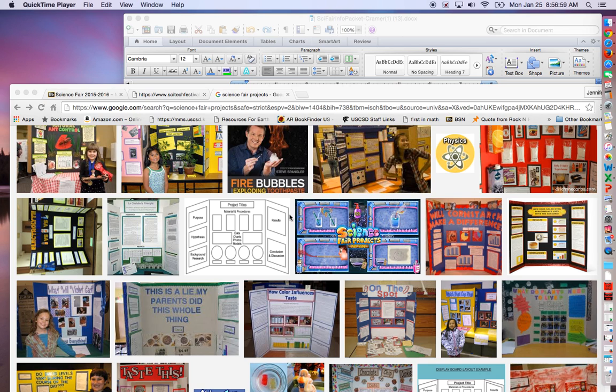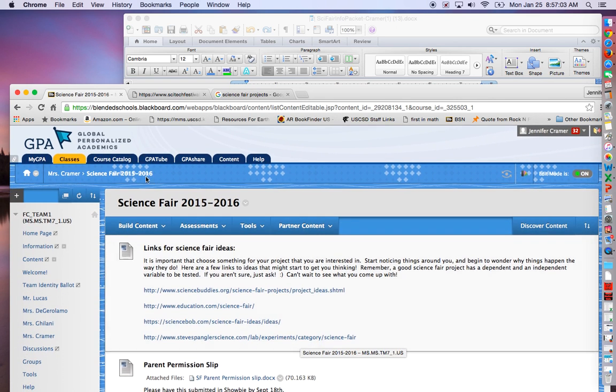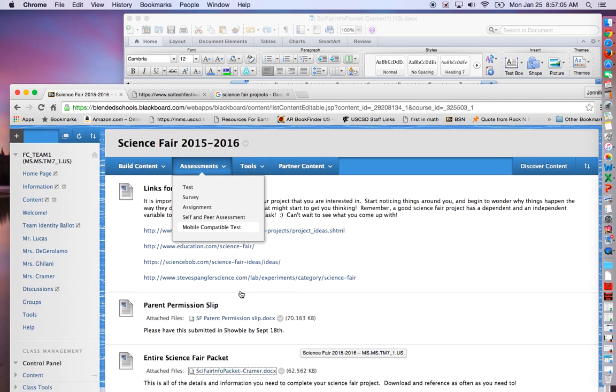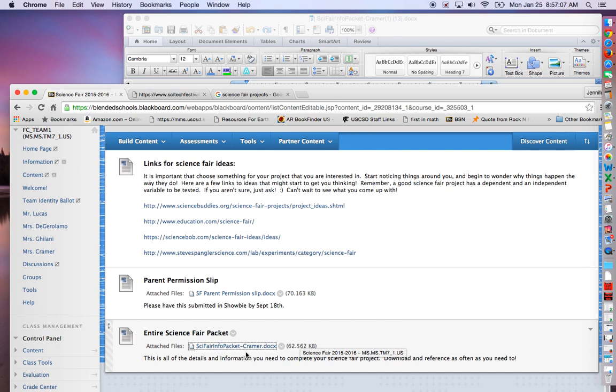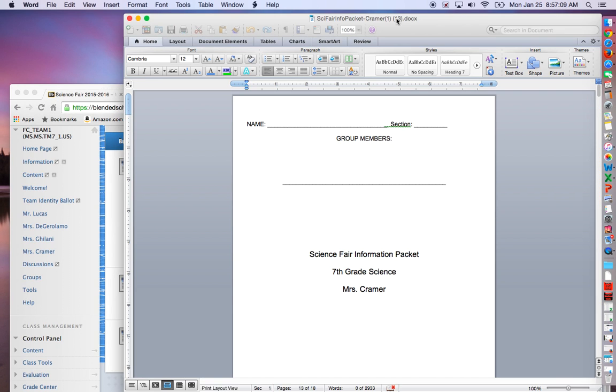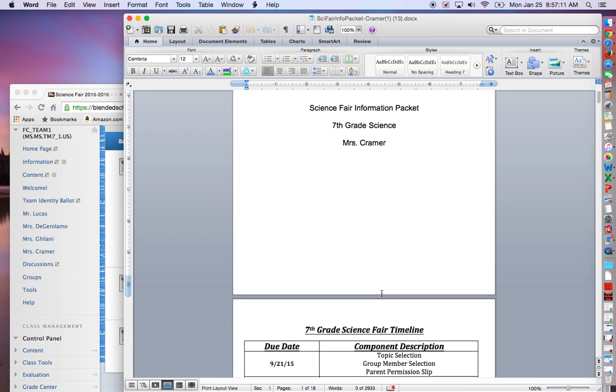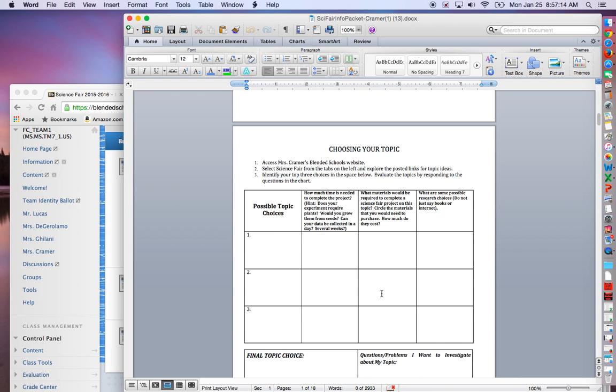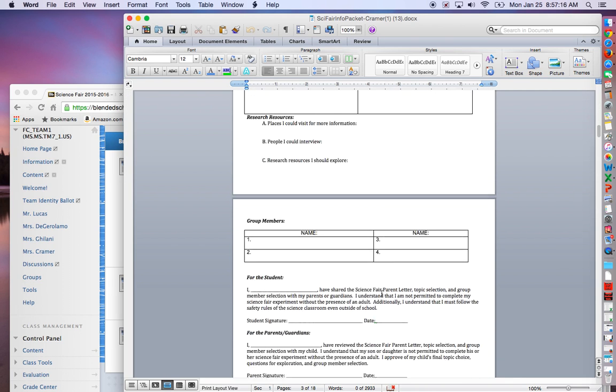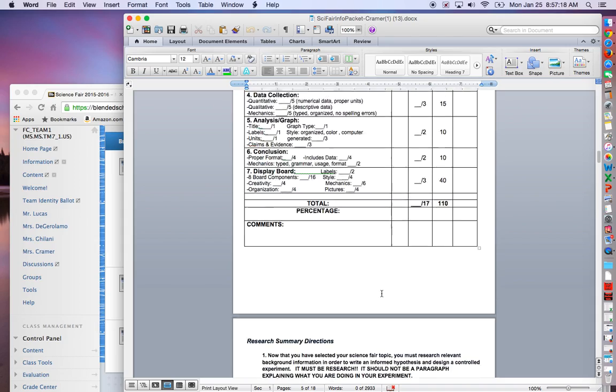The first place that you want to look to find information is on Blended Schools. You want to look in the Science Fair folder and open the entire Science Fair packet. The packet looks like this, and it has all the information that you need to finish your Science Fair board.